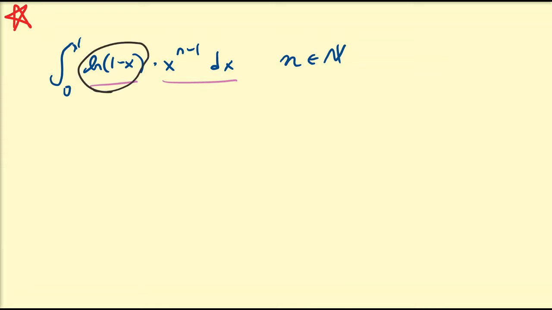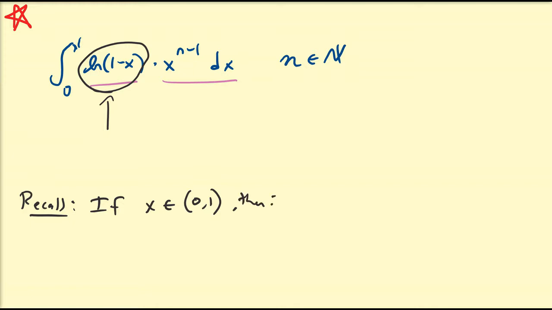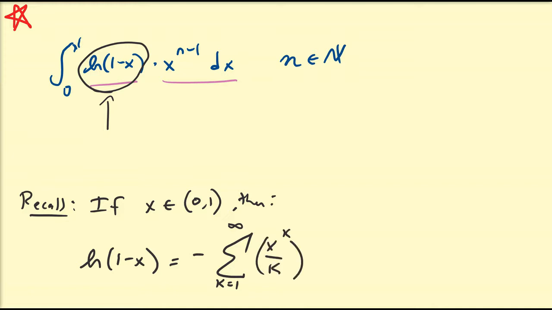So what we're going to do is take advantage of the fact that we know the Taylor series for the natural log of 1 minus x, and then replace that Taylor series exactly where this natural log lies. So recall, if x belongs to the interval 0, 1, then the Taylor series for the natural log of 1 minus x is equal to the opposite summation from k equals 1 to infinity of x to the k divided by k. And in particular, this is going to be true when x is equal to 0 as well.